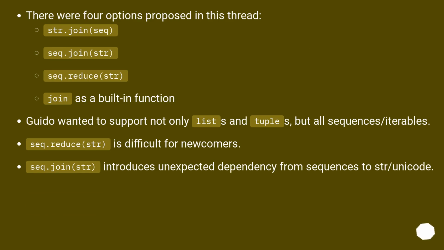There were 4 options proposed in this thread: str.join(seq), seq.join(str), seq.reduce(str), and join as a built-in function. Guido wanted to support not only lists and tuples, but all sequences/iterables. seq.reduce(str) is difficult for newcomers. seq.join(str) introduces an unexpected dependency from sequences to str/Unicode.